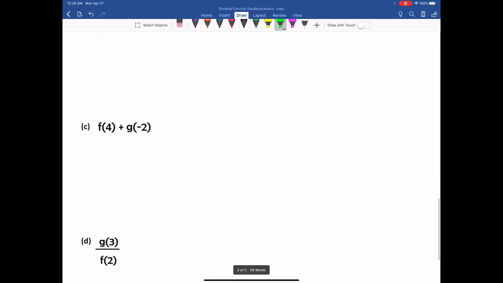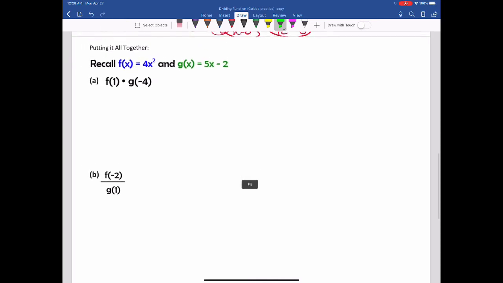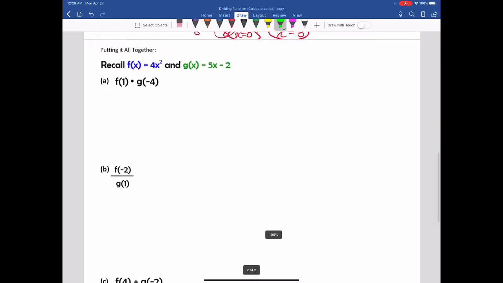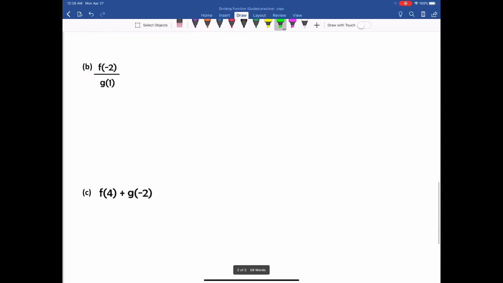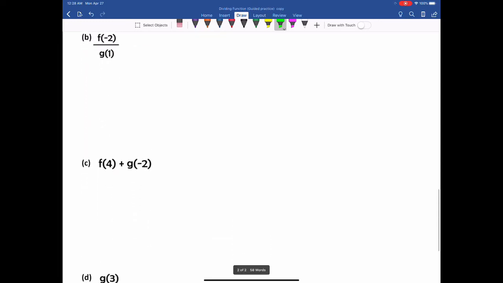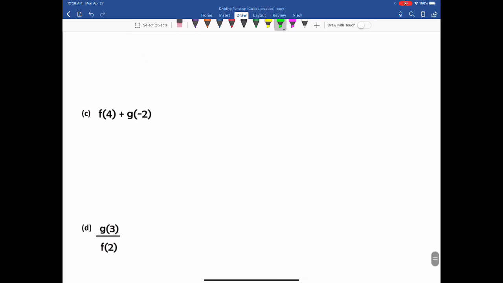Now, what I want you guys to do is this on your own, so you can pause the video. This is just called putting it all together. It has a little bit of everything that we've done in terms of the operations with functions. So the first one, for A, you've got multiplying functions. For number 2, we have what we did today, which is division, or rational functions. We have addition, and then another one with that.